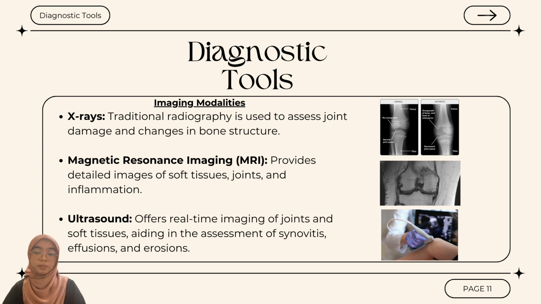The second one is magnetic resonance imaging, MRI. It provides detailed images of soft tissues, joints, and inflammation. And the last one is ultrasound. It offers real-time imaging of joints and soft tissue, aiding in the assessment of synovitis, effusion, and erosion.